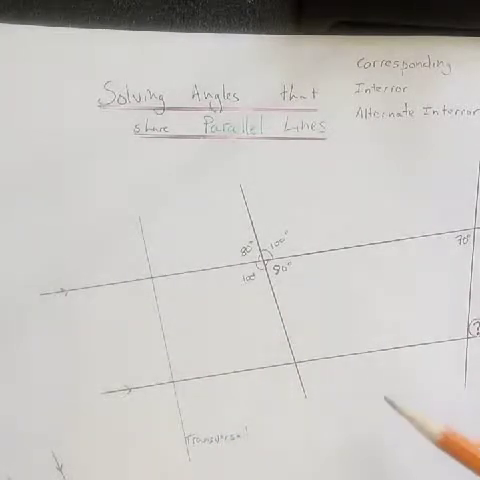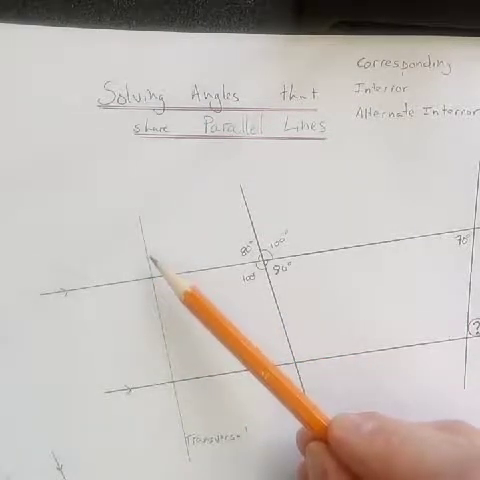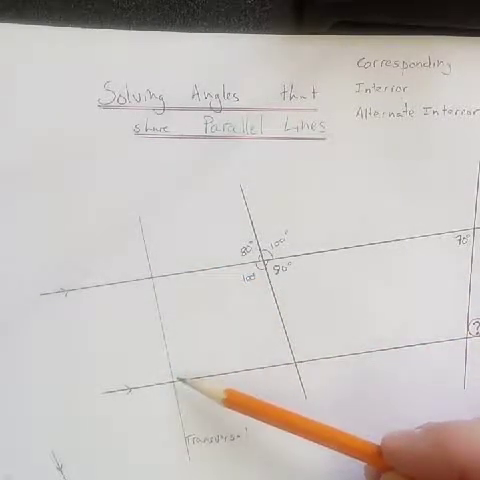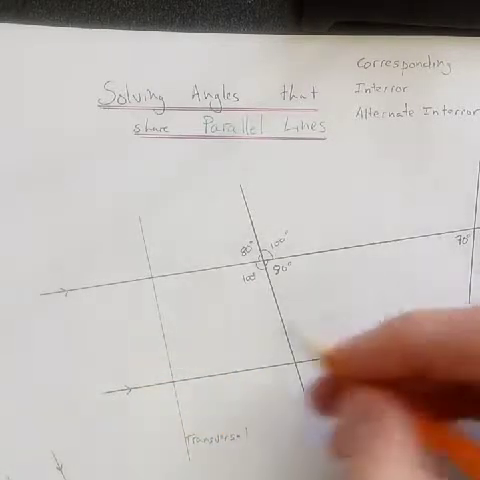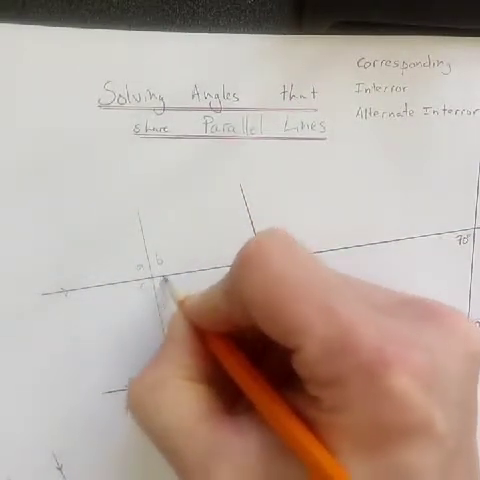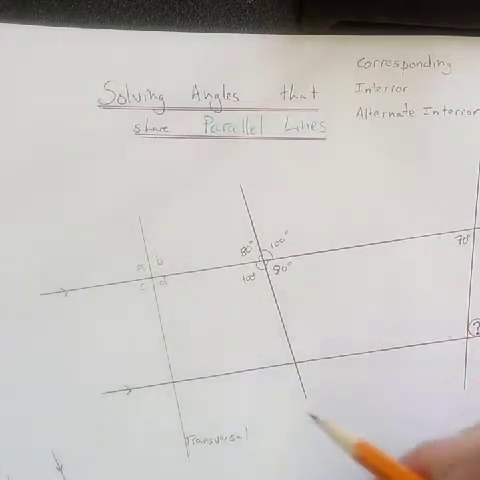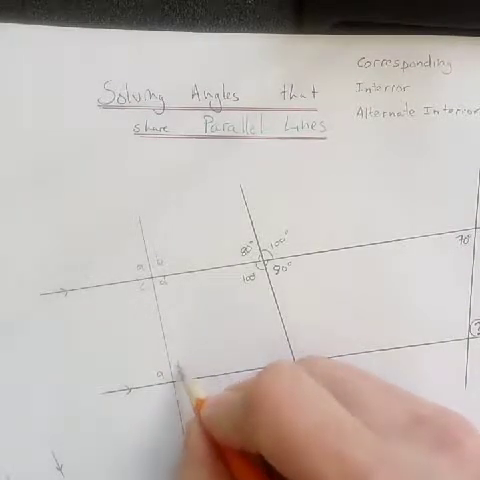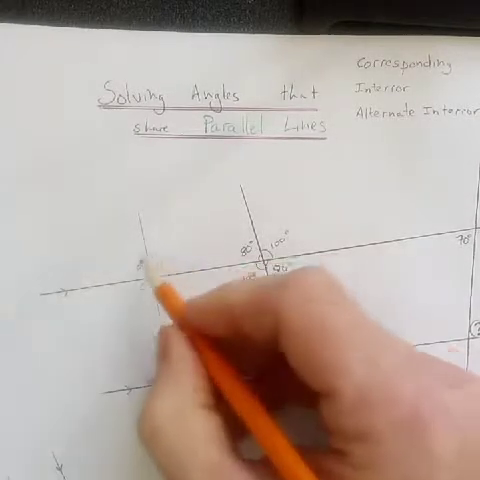And what a transversal does is it creates a set of four angles on one parallel line, and then if you follow the transversal down to the second parallel line, a second set of the same four angles. So if I mark these angles A, B, C, and D, if I follow this transversal down to the other parallel line, this angle is the same as angle A, this one's the same as angle B, this one's the same as angle C, this one's the same as angle D.